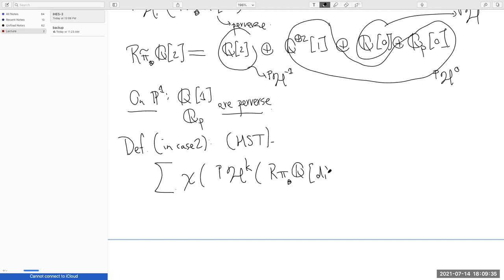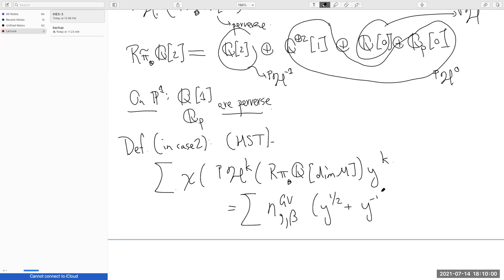Okay, so again, I have to do some shifting to get things centered around zero. But the first statement is because of this perverse hard Lefschetz, this is now again palindromic, symmetric under y going to 1/y. And so just formally, I can always expand it in terms of the cohomology of my abelian varieties.